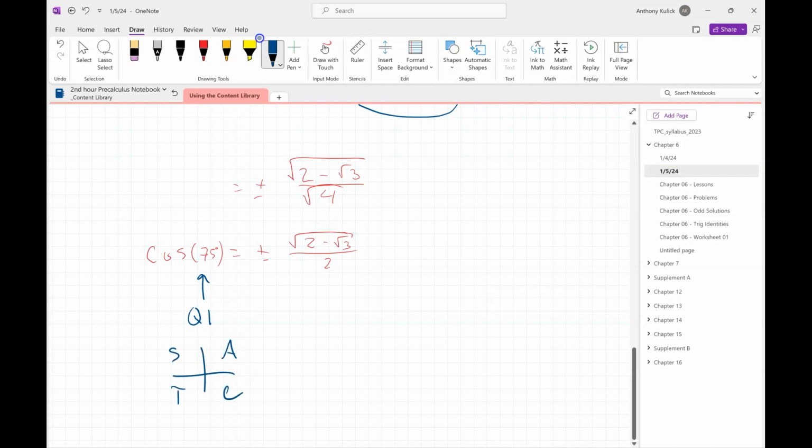So if I do my All Silly Turtles Crawl, is cosine positive or negative in the first quadrant? Positive. So I dump the minus from the plus or minus. There's my answer.